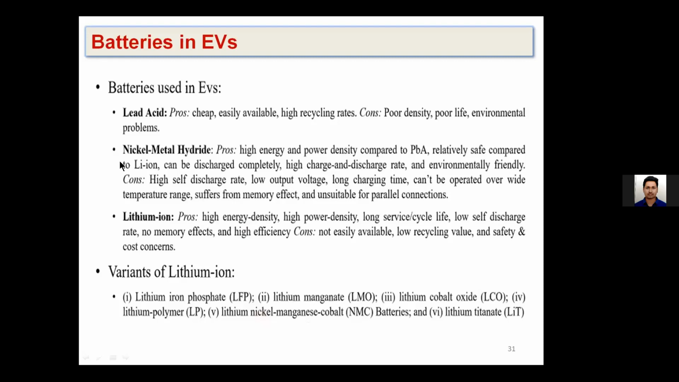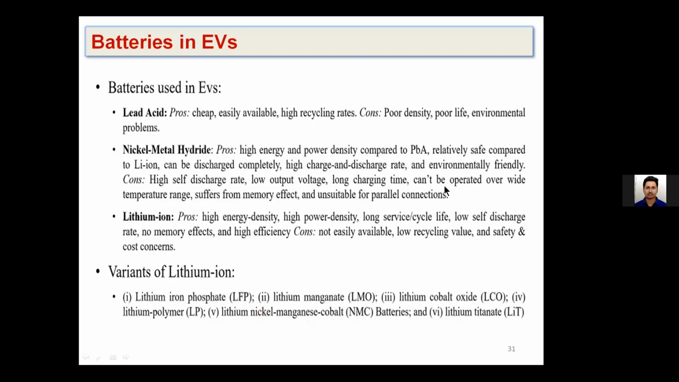The second variant is nickel metal hydride. It has high energy and high power density when you compare it with the lead acid batteries, and it is relatively safe because here we do not have lead. It can be discharged completely, has a high charge and discharge rate, and is environmentally friendly. Here also it is associated with a high self-discharge rate. This problem is again there here.